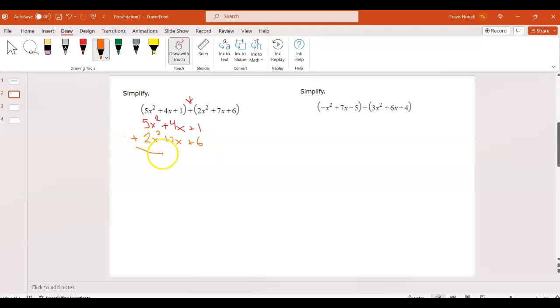So I kind of like to go back to 3rd grade here and add them this way. So I'm going to add my like terms. I have two x squared values, I have two x values, and I have two numerical values. So I have positive 5 and positive 2. So that would give me a positive 7x squared. I have a positive 4 and a positive 7, so 7 plus 4 will give me a positive 11x. And a positive 1 and a positive 6 would give me a positive 7. So my final answer here would be 7x squared plus 11x plus 7.